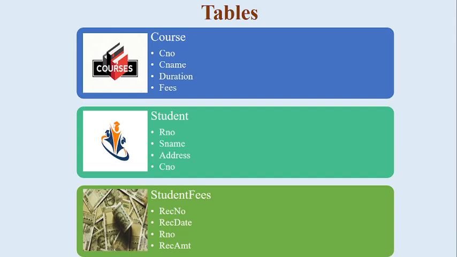For this view example, I am considering three tables. It is course table with attributes CNO, CNAME, duration and fees. Student table with roll number of a student, student name, address and course number, to which course he has taken admission. And student fees table in which we are considering receipt number, receipt date, roll number and receipt amount. This is a simple table I have considered.